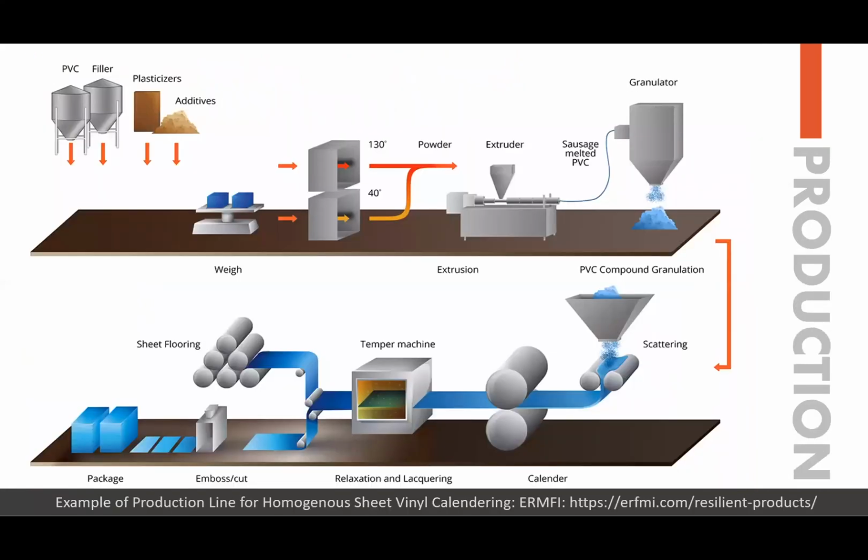In terms of production, it is a sheet product, so basically you are mixing everything together, going through the extruder, going through the granulator, and then that is utilized as part of a scattering process in the sheet vinyl production. It goes through a temper machine, which does have the heating part of that element, and then it creates the sheet flooring. Then the sheet flooring is rolled and then boxed and ready to go. Sometimes it's shipped also just being wrapped because it is in a sheet format.